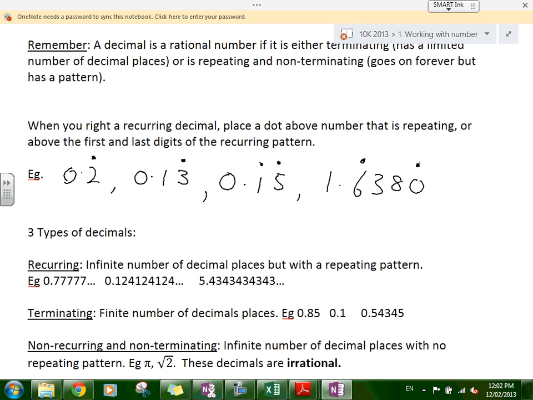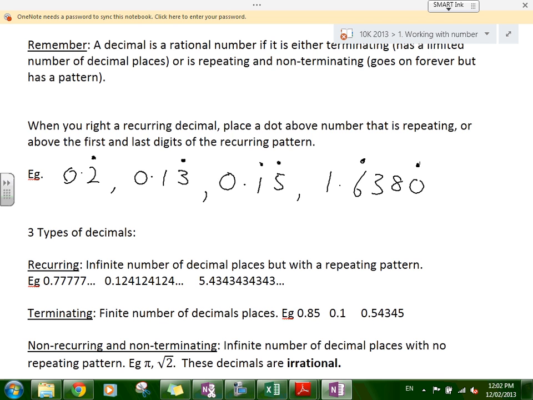And then non-recurring and non-terminating, that is an irrational number. Okay, so you can't write that as a fraction because it goes on forever and there's no pattern to it. So numbers like pi is an irrational number. It has a non-terminating, non-recurring decimal. It goes on and on without any set pattern that repeats.